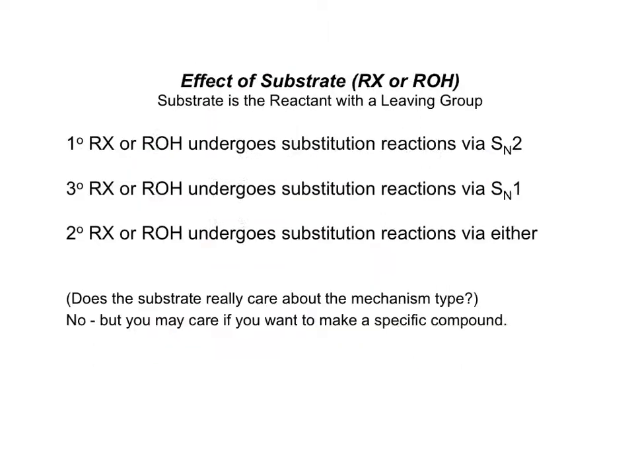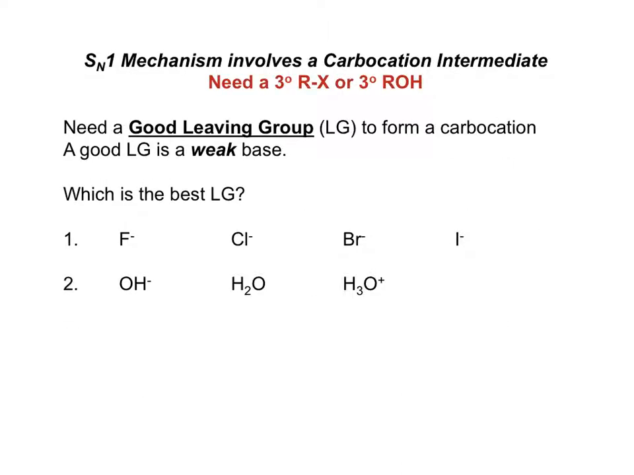So the substitution mechanism for a primary alkyl halide or alcohol is SN2. The mechanism for a tertiary alkyl halide or alcohol is SN1. Either SN1 or SN2 may occur for a secondary alkyl halide or alcohol. So a tertiary alkyl halide or alcohol undergoes a substitution reaction by an SN1 mechanism.